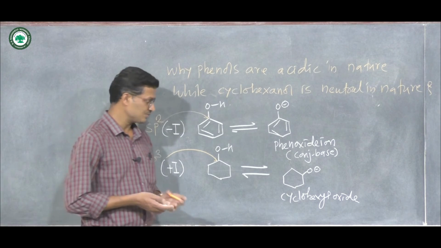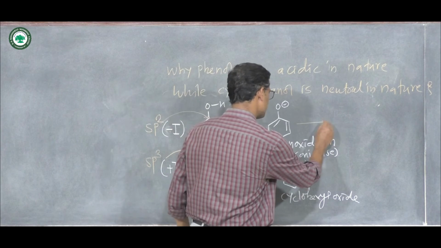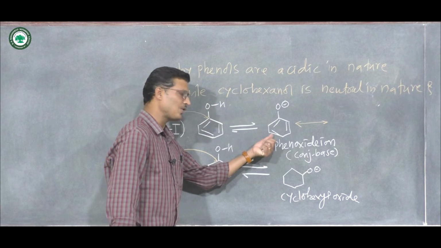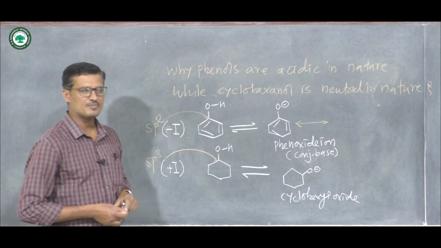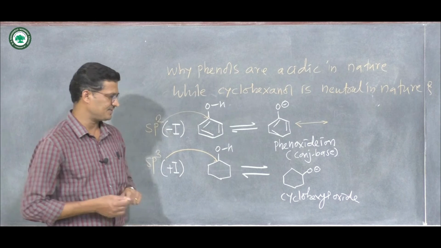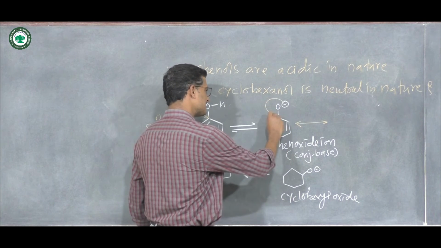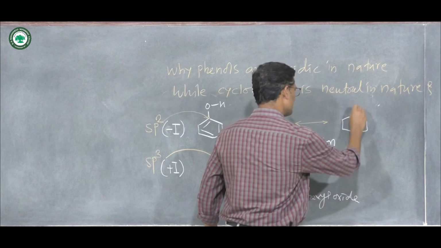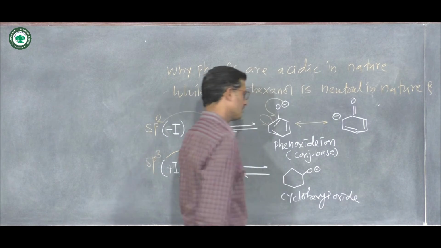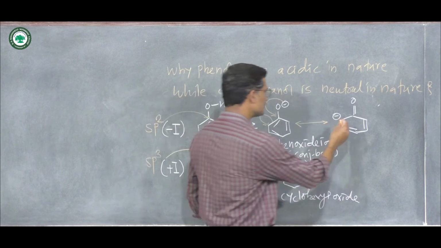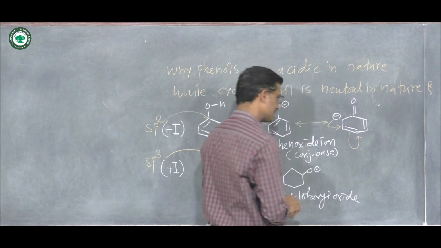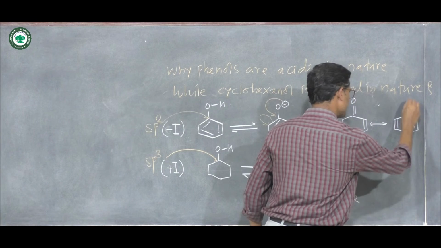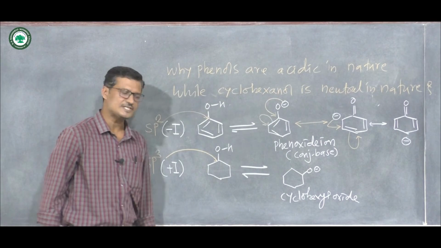In which case is the conjugate base stabilized? The phenoxide ion is well stabilized by the minus R effect of the ring system. Minus R means the electron withdrawing resonance effect. So how is this phenoxide ion stabilized? We are able to write a resonating structure like this, then another resonating structure. These electrons are given to here, and the negative charge goes to here, and we write it here.